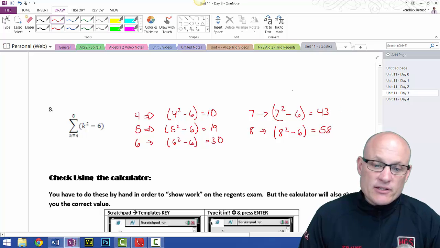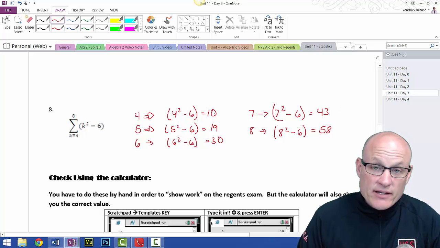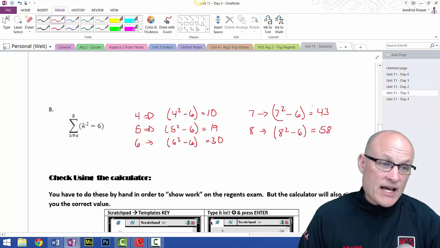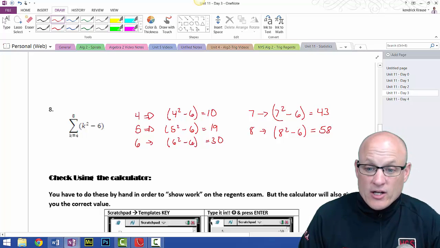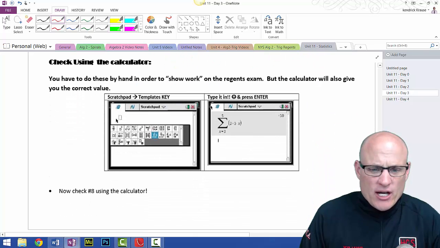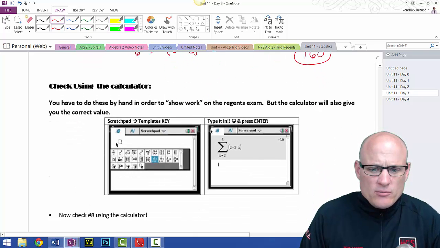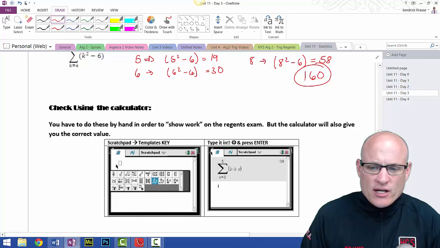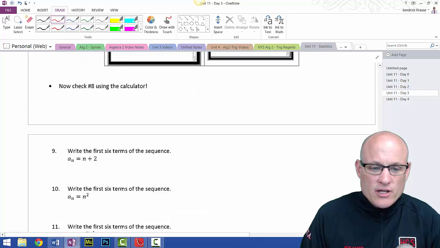Now let's see. 10, 29, 59, 59 and 90. 59 and 90 is 149. 152. This sounds like 160. But it'd be great if I could check my work. It'd be absolutely amazing if I can check my work and use my calculator to do so. So that's what we're going to do.